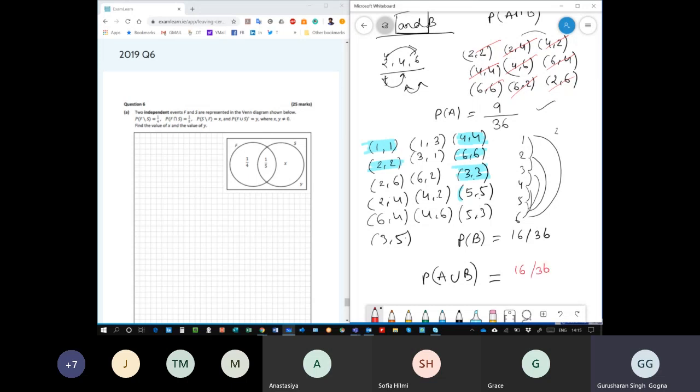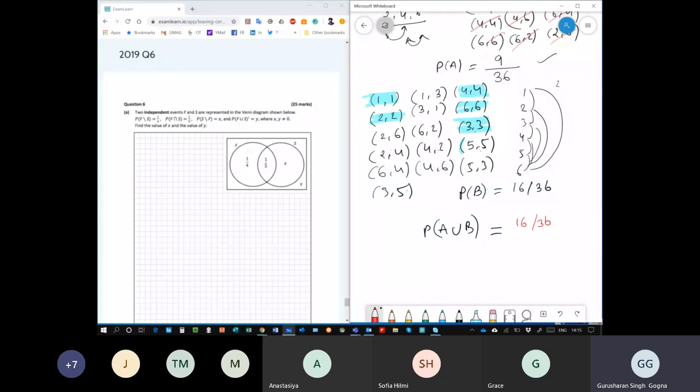Okay, so based on that, you can find out now the intersection. So 9 over 36, that's for probability of A. And then this is for B. Intersection, let's say we don't know. Sorry, intersection we don't know. And union is 16 over 36. Obviously this and this gone. So intersection is equal to 9 over 36.